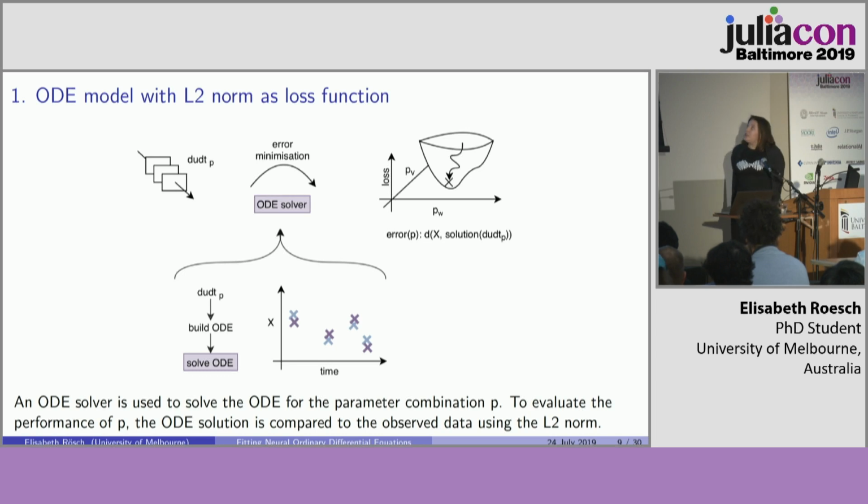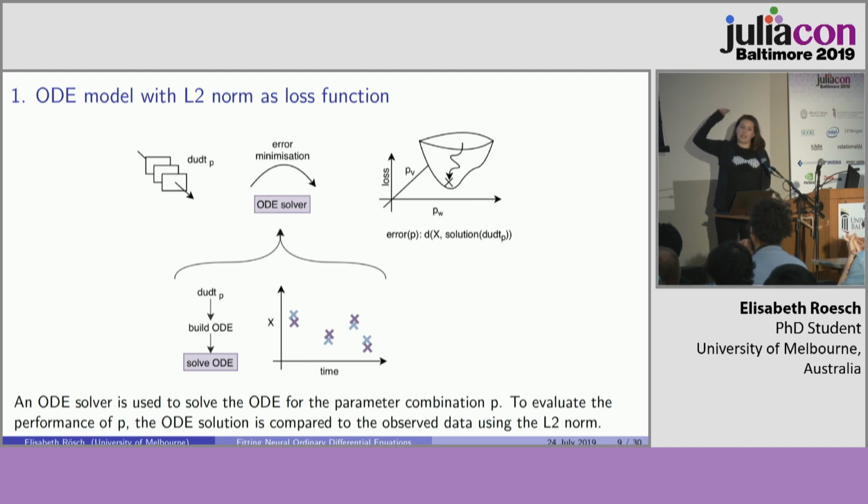Okay, so the first one, if we start on the left upper corner of the figure, you can see we have our neural net and the different layers. And it's our gradient. And it's like we have a parameter combination P. And we want to minimize now the error to our observation. That's visualized on the right side of the figure.